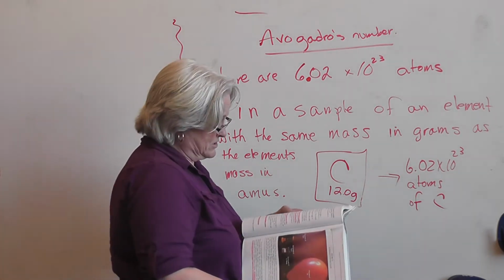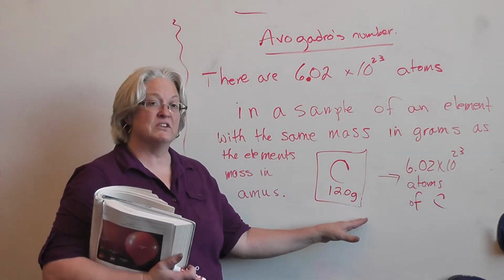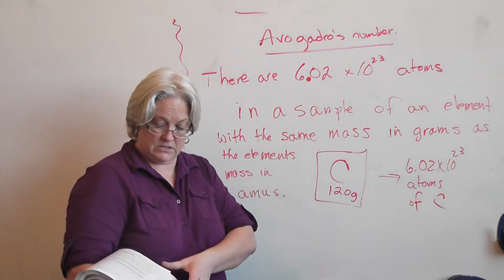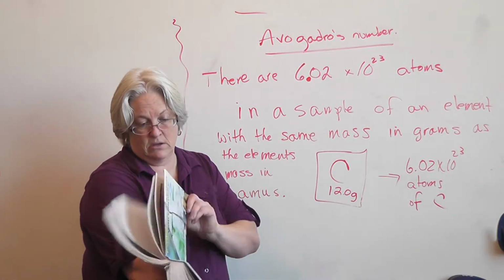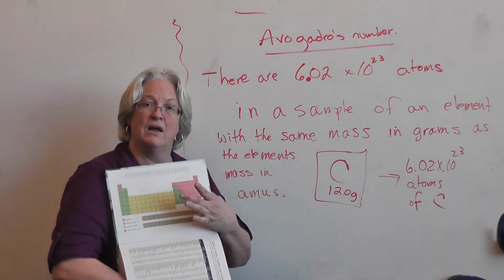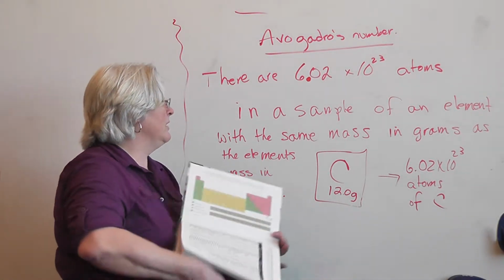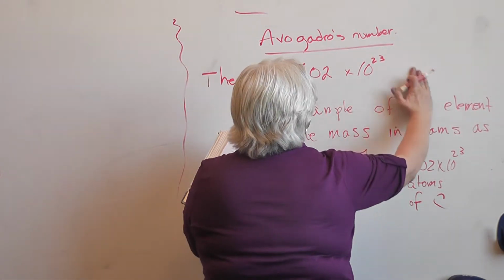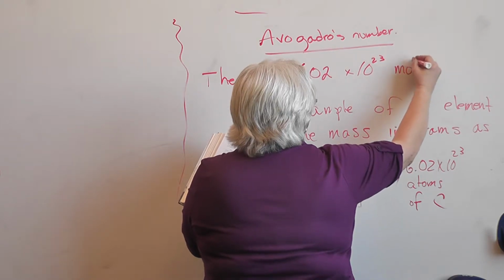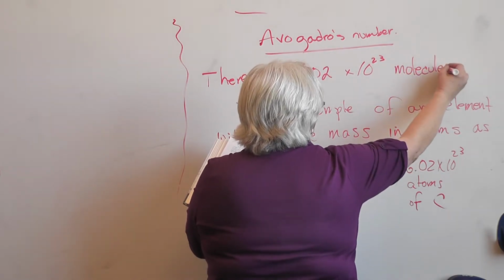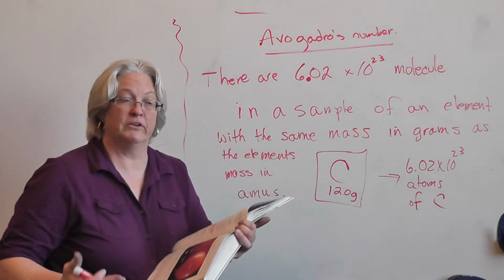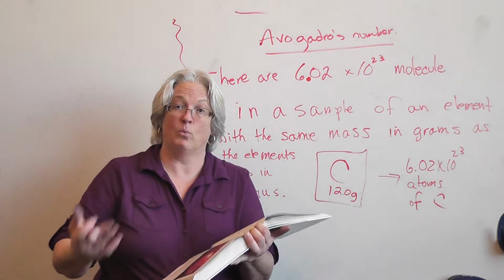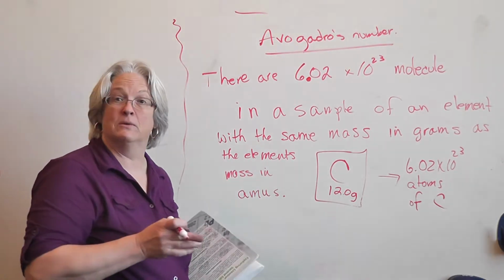Now, something else that is really neat that we've discovered is that this works not only for the number of atoms in a mole of an element, it also works for the number of molecules. Now, what's a molecule? A molecule is what you have when you have a compound of something. Remember we talked about sodium chloride, or let's just say water instead.